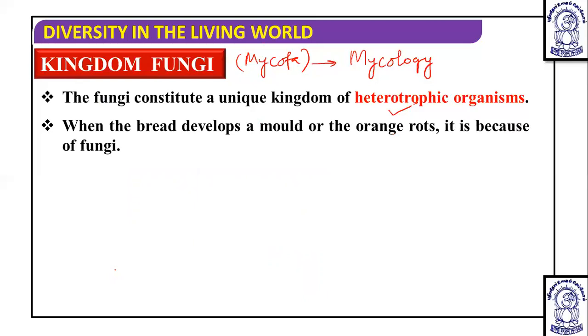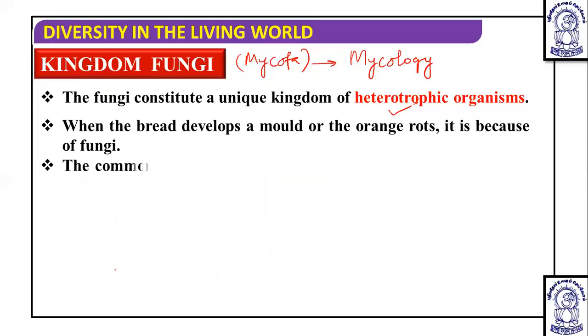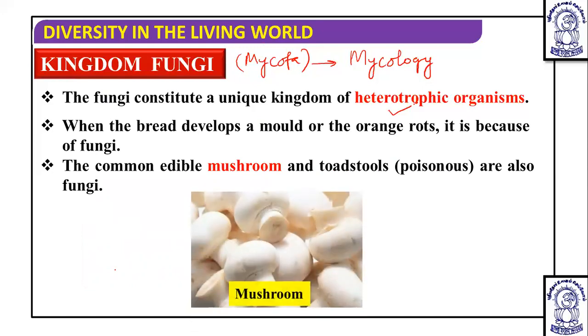You know that when bread develops mold or orange rot, it is because of fungus, as you can see in this diagram. Then the common edible mushroom and the poisonous toadstool are also fungi. Mushroom is edible, but a poisonous mushroom is known as a toadstool. The poisonous toadstool is not edible, but both belong to fungi. I hope you know this. This is a mushroom.